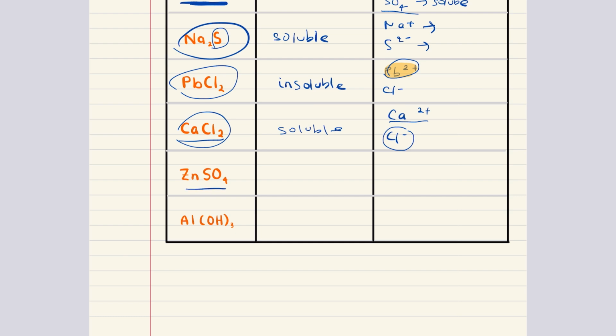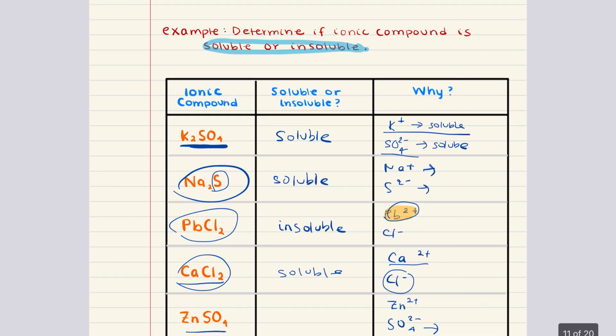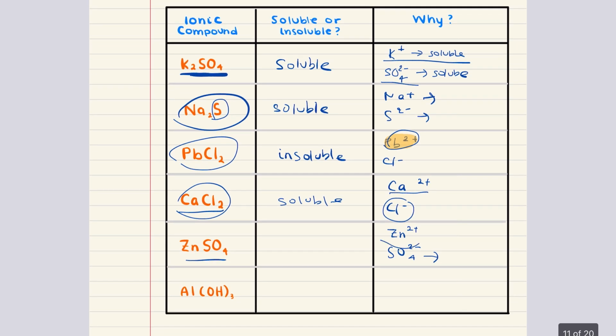Let's move on to our next example. This is zinc sulfate. We have zinc and we have sulfate. Let's think about this. Sulfates, if we go back here, sulfates are usually soluble, except when they're paired with calcium, strontium, barium, silver, and lead. None of that list includes zinc, which means we can confidently say that this ionic compound that contains a sulfate is soluble. So zinc sulfate is soluble.